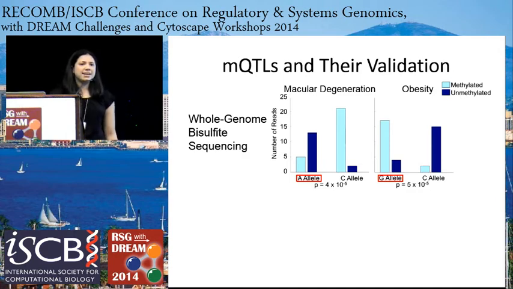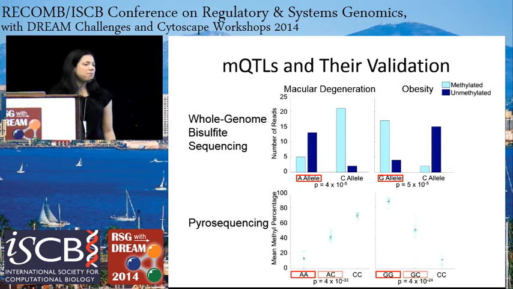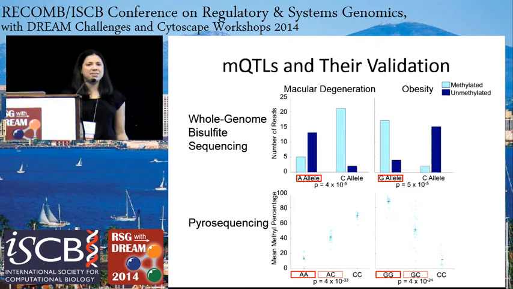Pyrosequencing is another assay for measuring DNA methylation that, like the arrays, computes an average methylation status for each individual, but is thought to be much higher quality than the arrays. What we found is that the pyrosequencing results confirmed what we had found using our whole genome bisulfite sequencing. This suggests that these MQTLs are real MQTLs and not just some artifact of our whole genome bisulfite sequencing experiment.